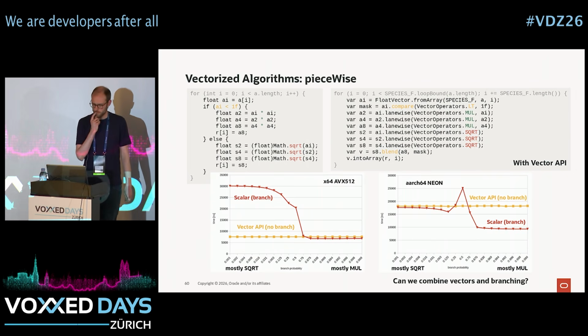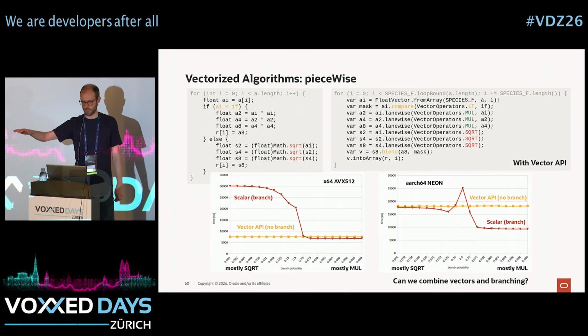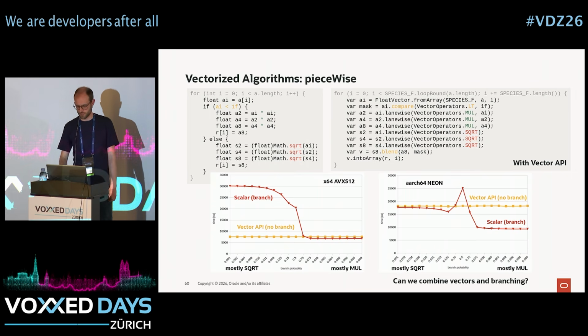So maybe what could we do to improve the vector API solution here? We'd like to get better with the mostly multiplications. And the problem is that currently we're even doing square roots if we should be only doing multiplications. And so we can combine vectorization and branching.